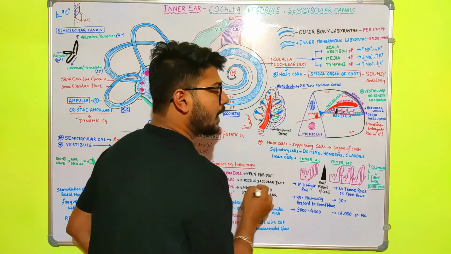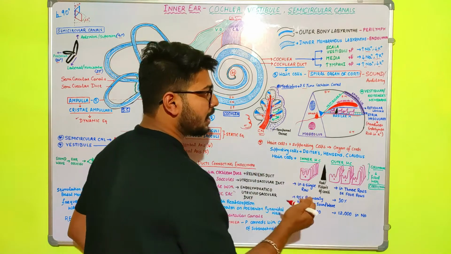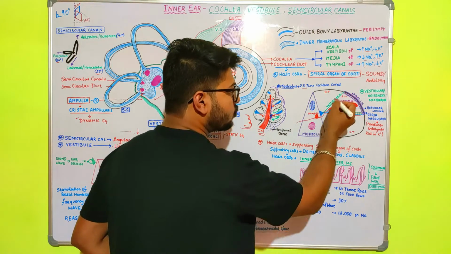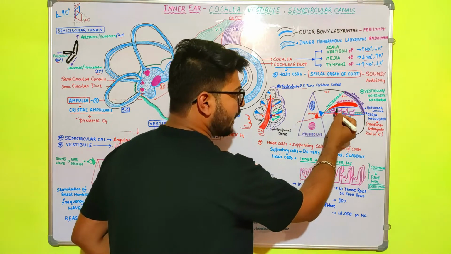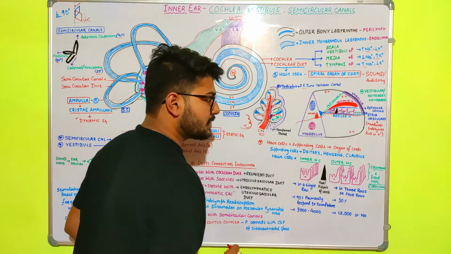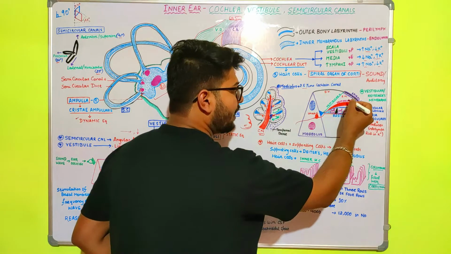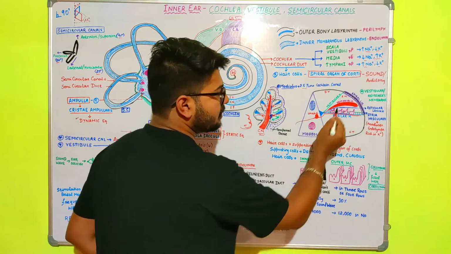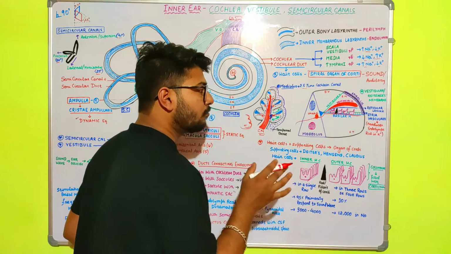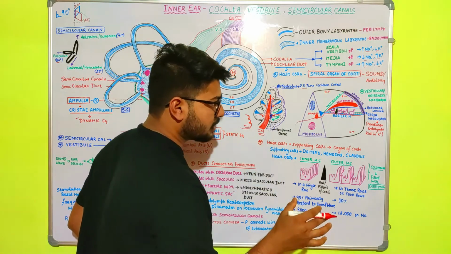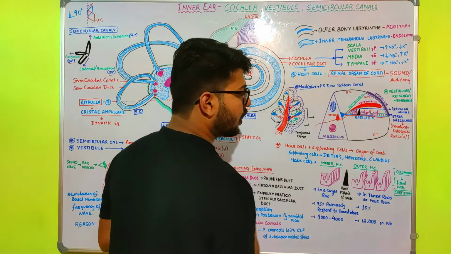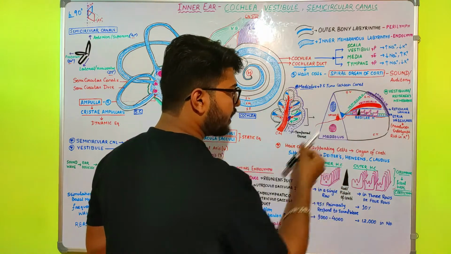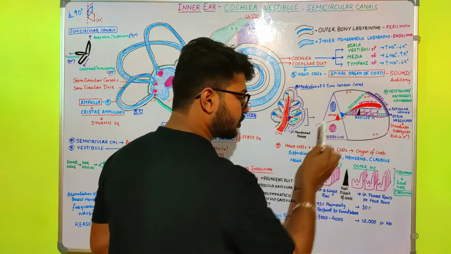The cochlear duct has three walls, and what are they? One is superolateral, that is the vestibular membrane. One is inferior, that is the basilar membrane, and one is lateral, that is the spiral ligament along with the stria vascularis cells. So what are the membranes that surround this cochlear duct? On its anterior superior direction, we have the vestibular membrane.